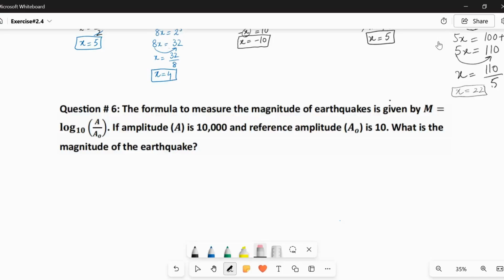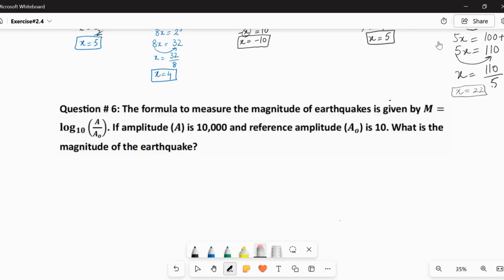Okay, so question number 5 of this exercise is basically about how you can use the different laws which we just learned, the quotient, product and the power rule, and then you can use the logarithm table to evaluate the value. Okay, so try question number 5. If you get confused anywhere, you may ask any question. Okay, so now let's see question number 6.